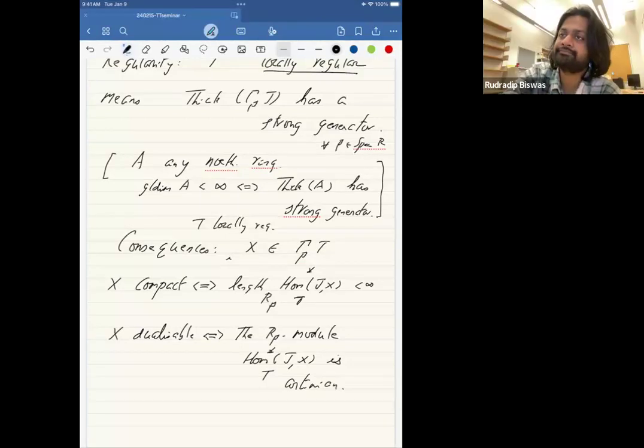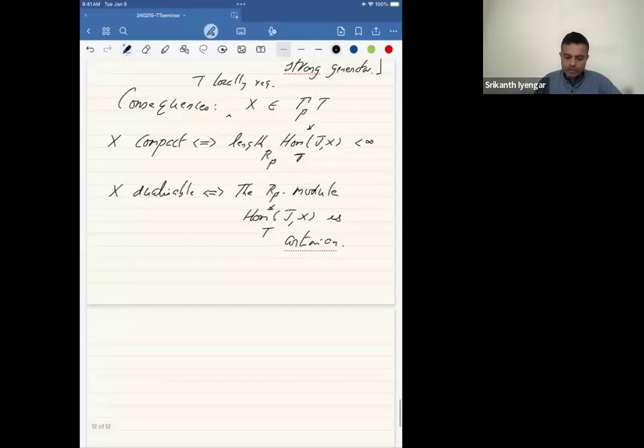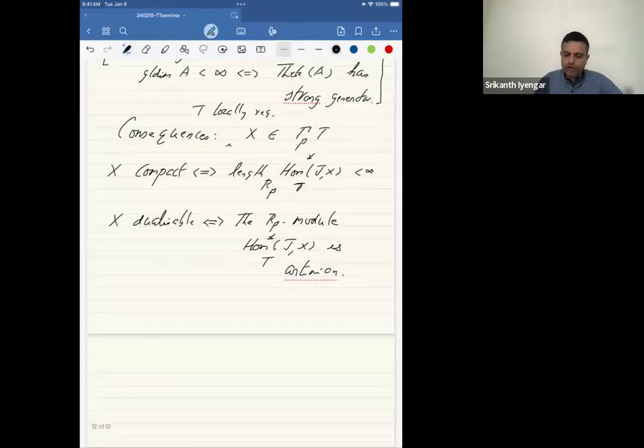As I said, one direction always holds: if you have a dualizable object, it is Artinian, and if you have a compact object, the length is finite. The interesting part is that you can detect it homologically, and this property can fail if T is not regular. It already fails for the derived category of commutative rings, but also in the topological context. So this is really the key consequence that we draw from the regularity assumption.